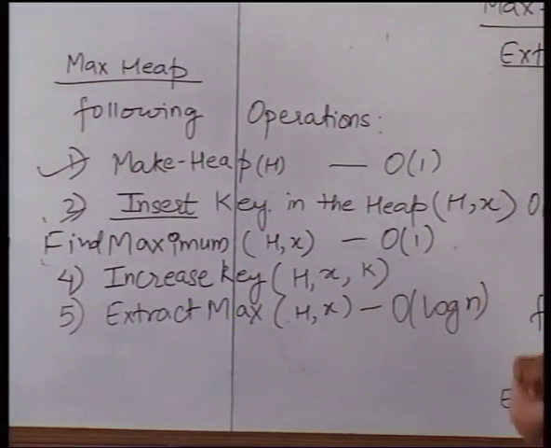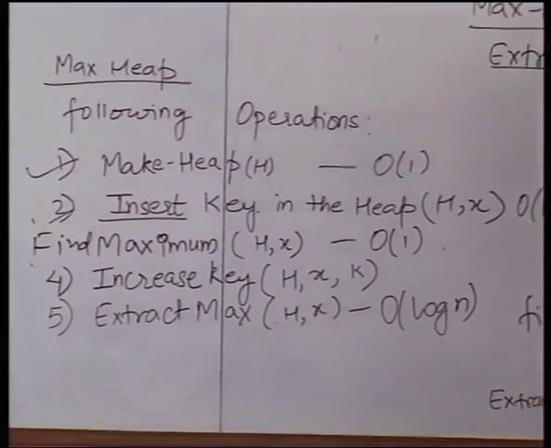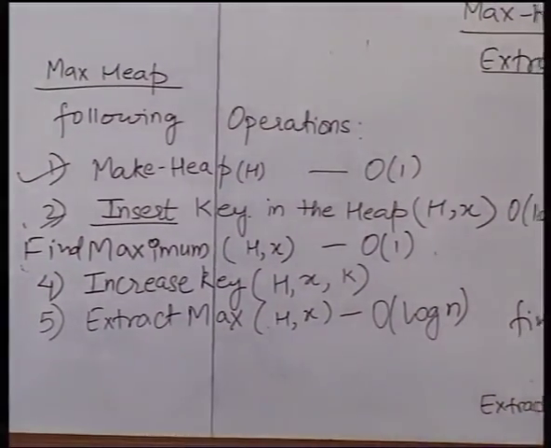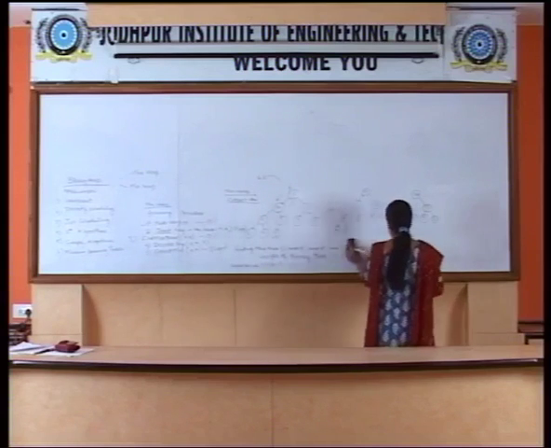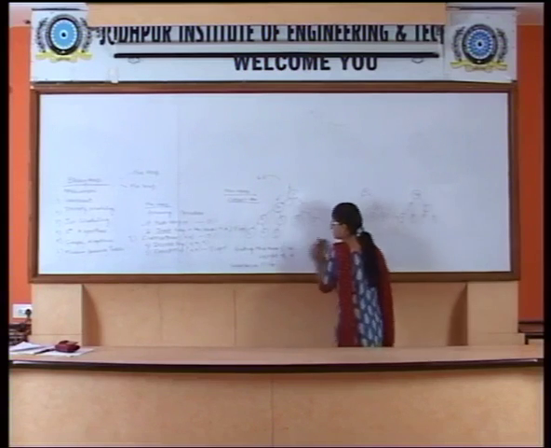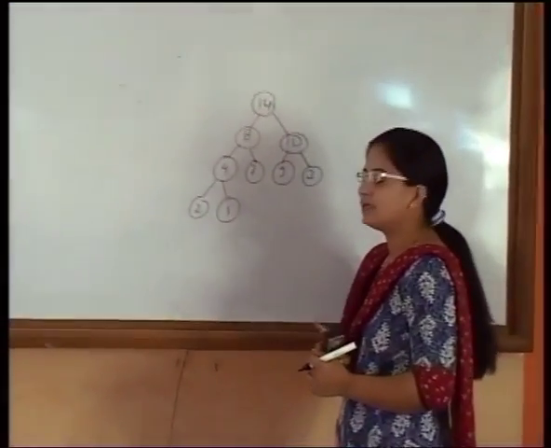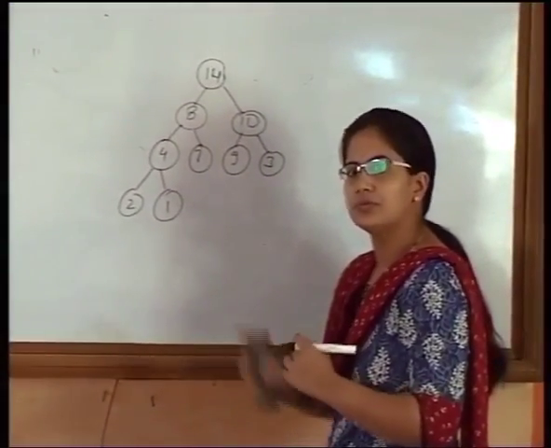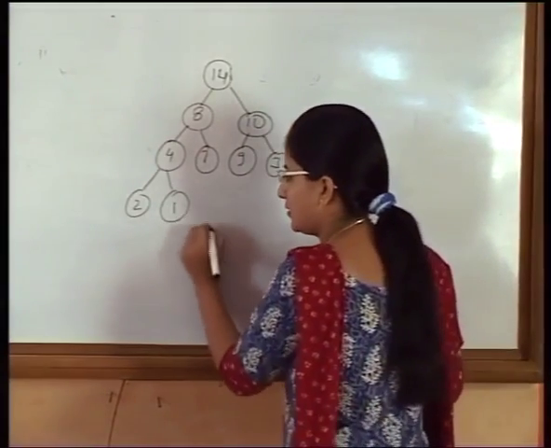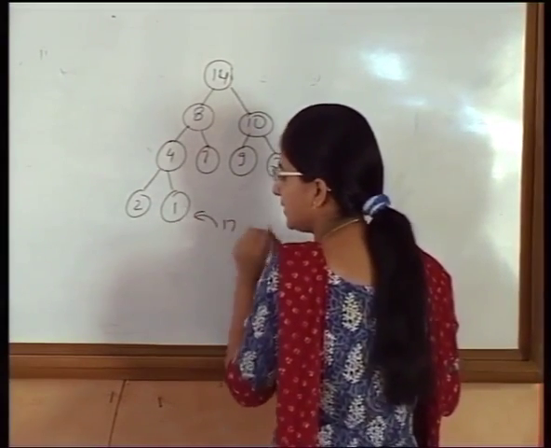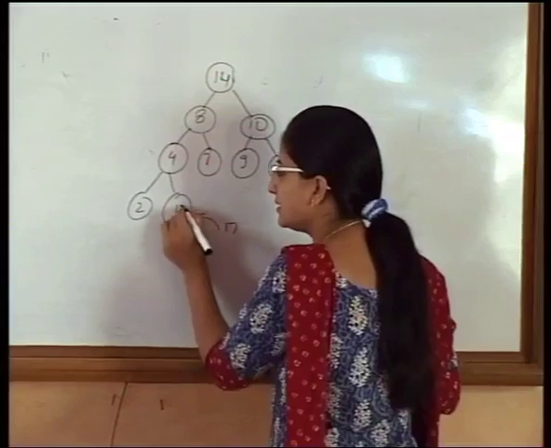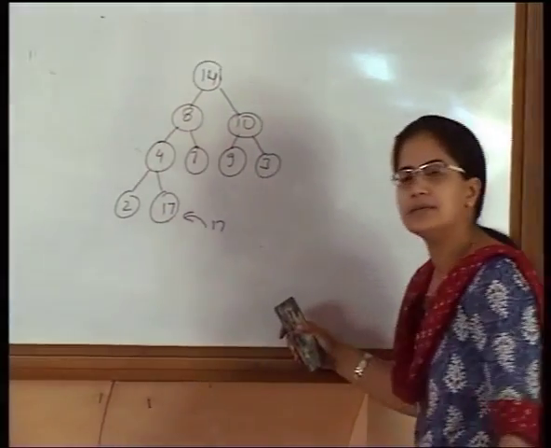For increase of a particular key, what will be the complexity? First we increase a particular key and then we will find out the complexity. I want to increase the value of this key from 1 to 70. So it is supposed to be 70. After increase, it will be 17 here.